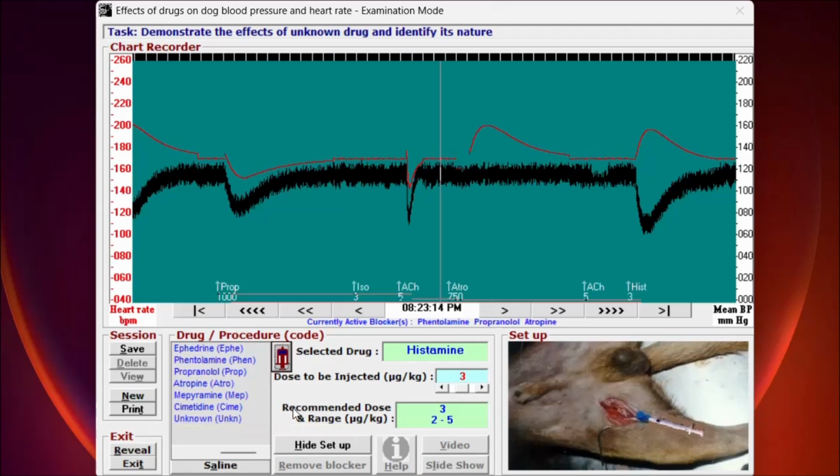But this time there will not be loss of complete response, only partial response will be lost. Why? Because the other receptor is still active. So whenever you are giving histamine and you want to completely block it, then you will have to give both H1 and H2 blockers.